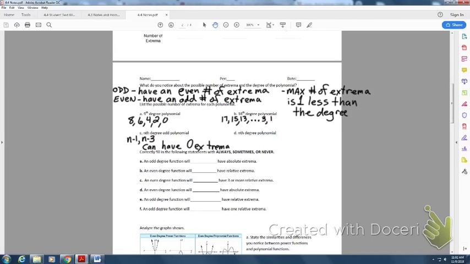Alright, for an even degree nth degree, this should say even. Okay, same rule applies: n-1, n-3, and so on. This one can't have 0 extrema. The least number of extrema that an even degree can have is 1. You'll never have 0 extrema on an even degree.